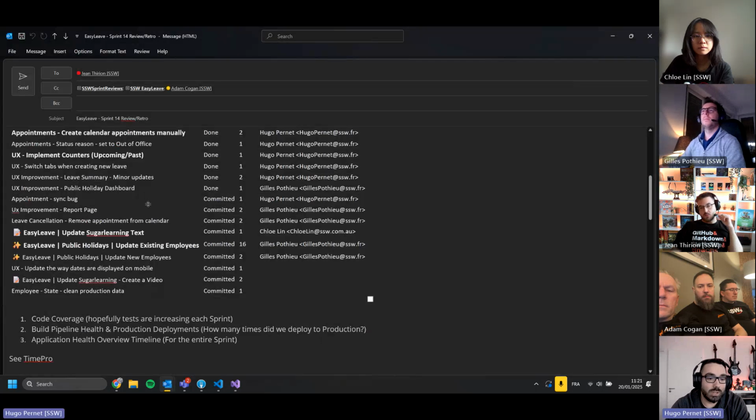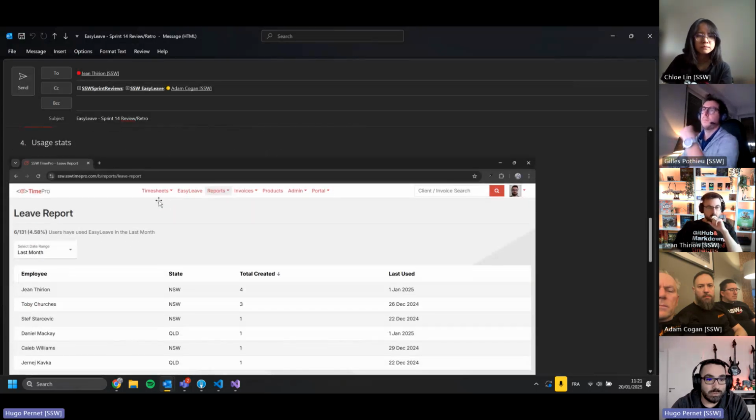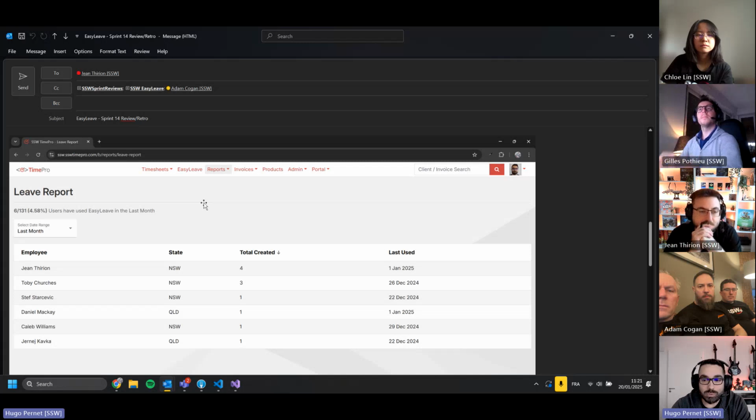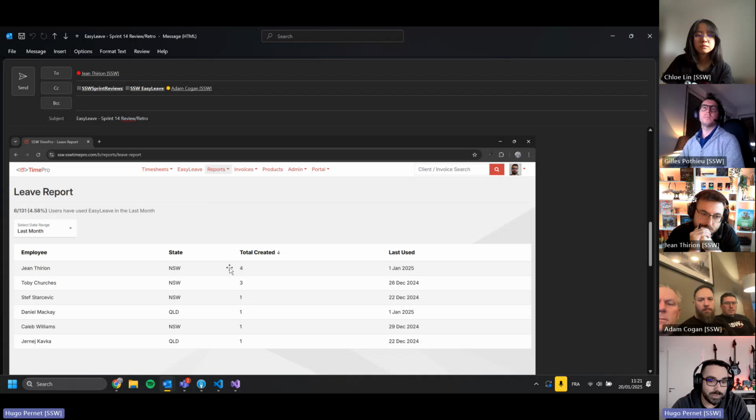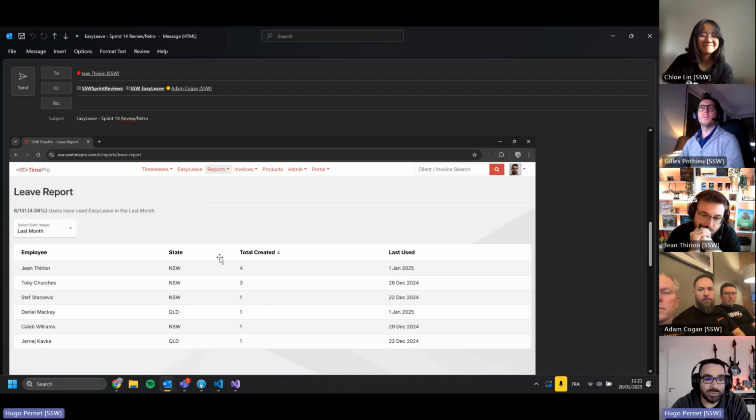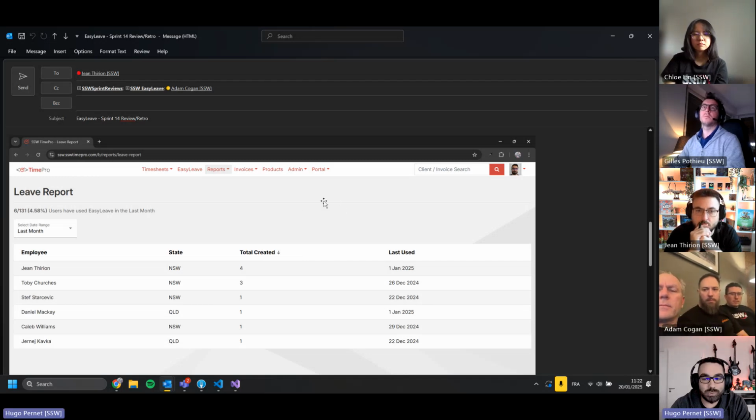Let's continue then. Here we have the usage stats for EasyLeave at the moment. We don't have that many people using EasyLeave for now, so it's not really representative, but this will get better in the future. The employee column, the state column and the total column can all be thinner, so they move across to the left. You gave us that feedback last sprint, Adam, and we created a PBI about this, but we did not have the time to work on it yet. But it's in the backlog.